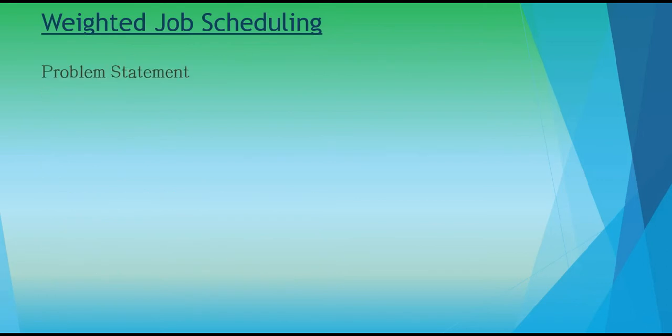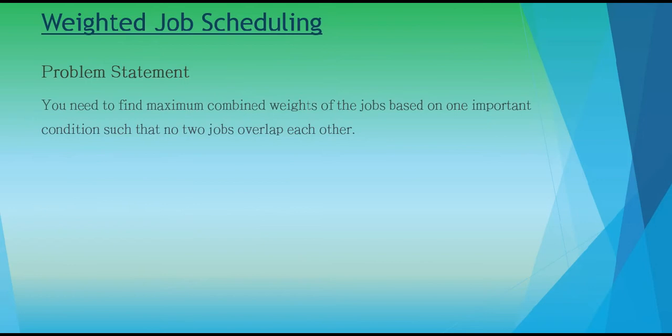So the problem statement is that you need to find the maximum combined weights of the jobs, which is based on one important condition, and that condition is that those jobs must not overlap with each other. If 2 jobs overlap with each other, that means their start and end times collide, then the weights of those jobs cannot be added. They are not eligible to be considered as candidates of the weighted job scheduling problem solution.